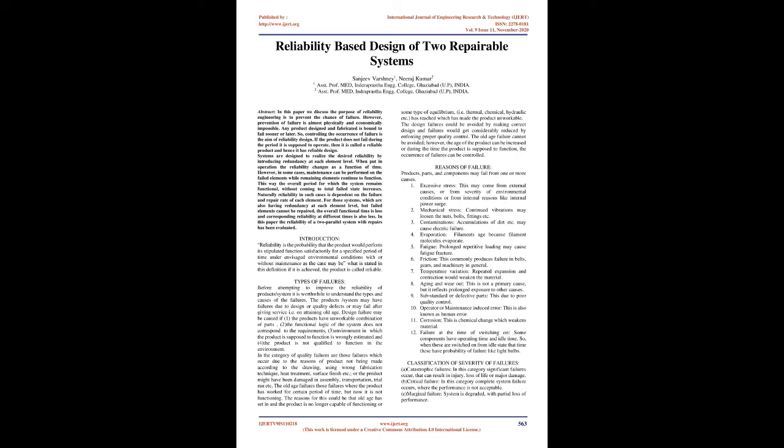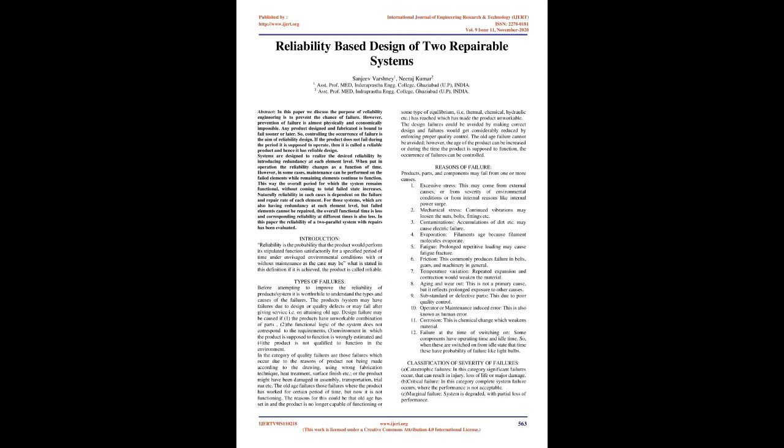Introduction. Reliability is the probability that the product would perform its stipulated function satisfactorily for a specified period of time under envisaged environmental conditions with or without maintenance as the case may be. What is stated in this definition: if it is achieved, the product is called reliable.